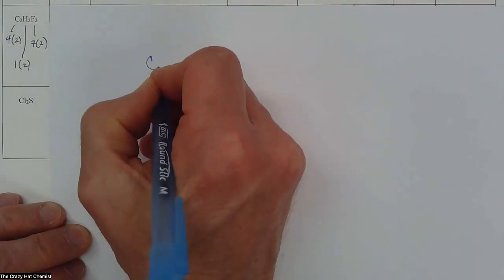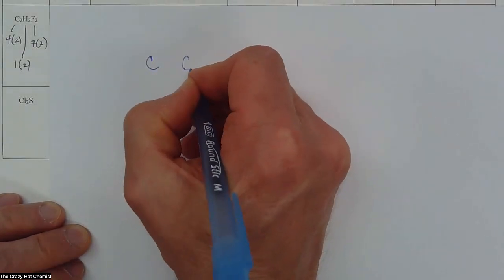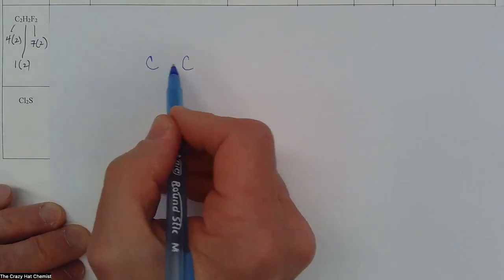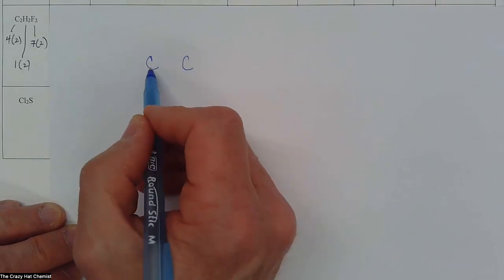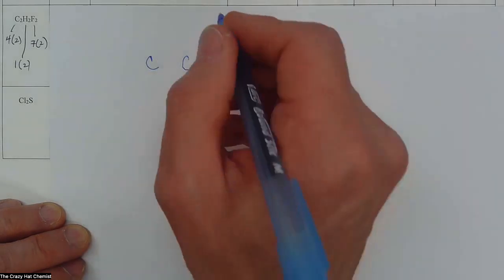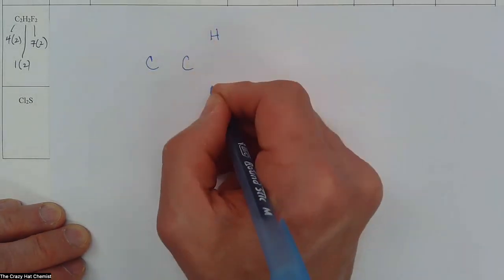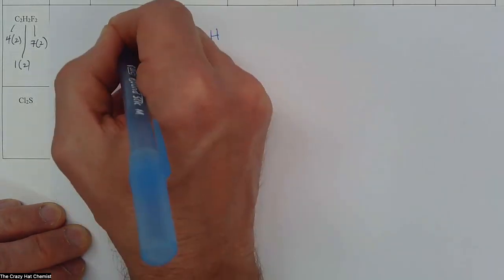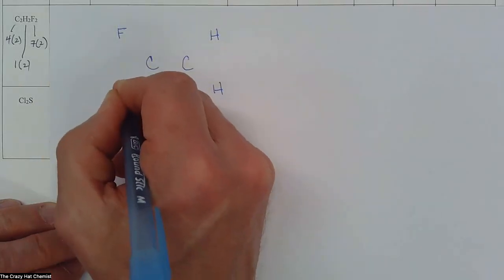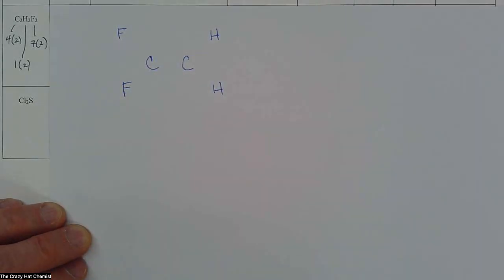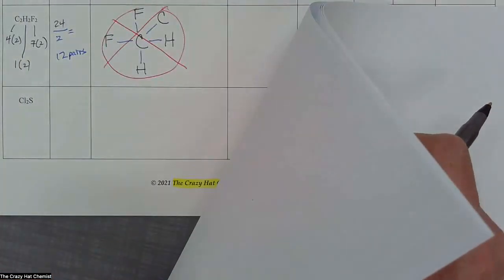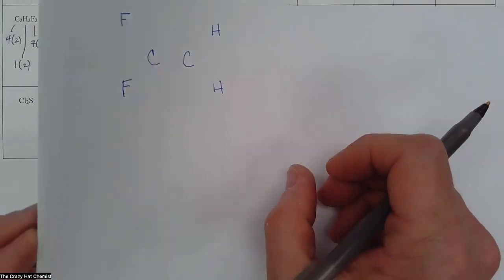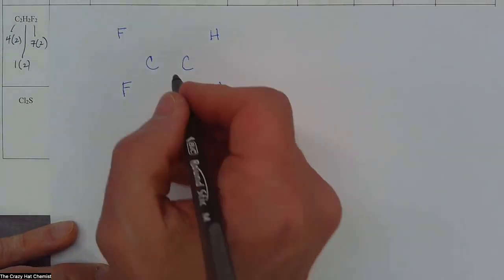So here we go. Let's continue on with this. So we're going to have a carbon and then we're going to start branching off. So we're going to have another carbon. So we're effectively going to have 2 central elements here. And then what we're going to do is we're going to place the hydrogens around one of the carbons and then the fluorines around the other carbon. Okay. All right. And here we go. And we're going to flip this up here so you can see the number. I have 12 pairs of electrons that we're doing here.